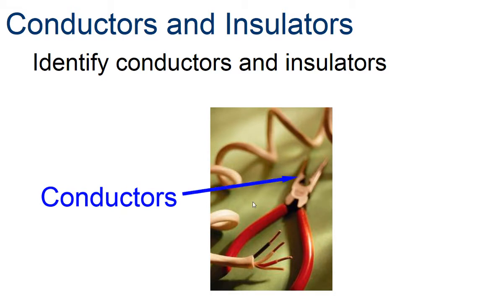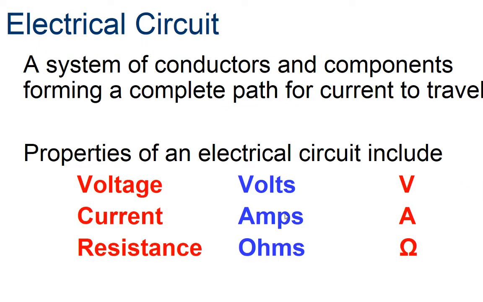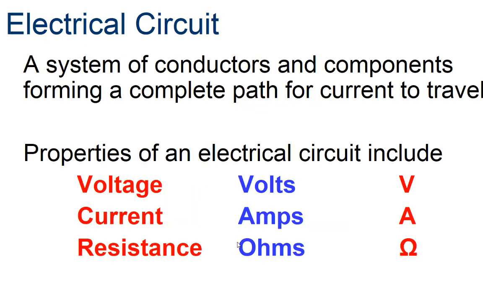So if you look at this pair of pliers, the metal part is a good conductor, and then we usually put some kind of rubber coating on it to make it an insulator, so that in case you do ever touch anything electrical, it's not going to shock you because it's not going to go through that rubber insulator. Okay, so now we get to the important stuff.